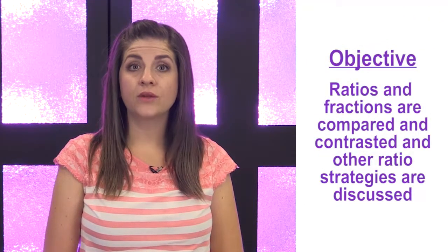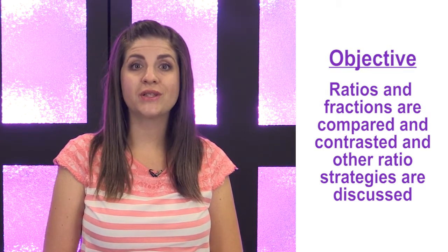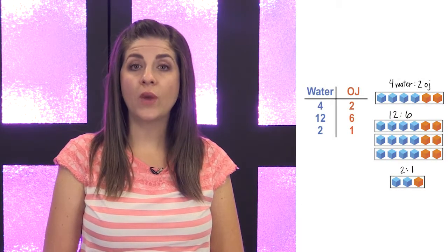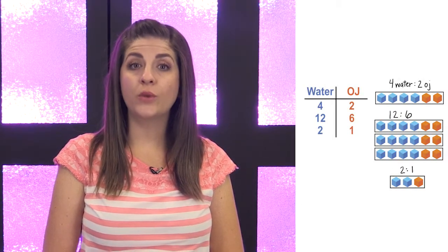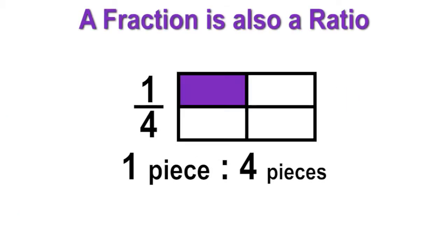In this background lesson, ratios and fractions are compared and contrasted, and other ratio strategies are discussed. In previous lessons, students have learned how to write a ratio and how to generate equivalent ratios. Students also learned that a fraction is also a ratio that compares an amount to the whole. 1/4 compares one piece to the whole 4 pieces.